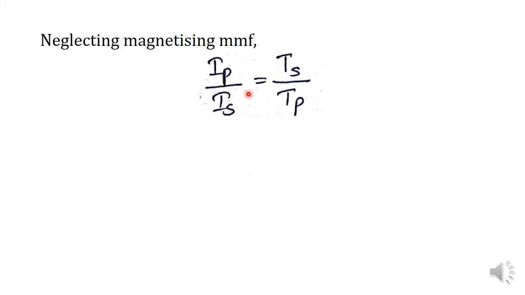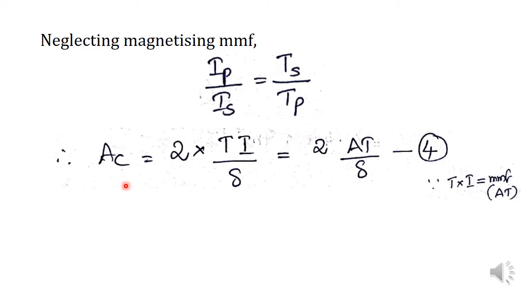Neglecting the magnetizing MMF, the ratio of IP by IS is equal to TS by TP. This equation is familiar to us. So we can write the equation for AC as 2 into number of turns into current, that is 2 into AT, divided by delta. AT means the MMF. Number of turns into current will give you the MMF for primary or secondary. So AT is the MMF. 2 into MMF divided by delta. That is equation number 4.